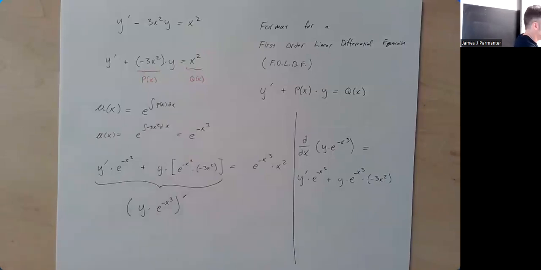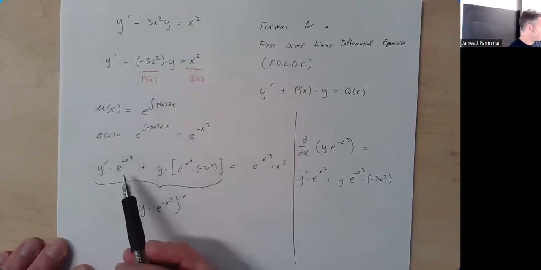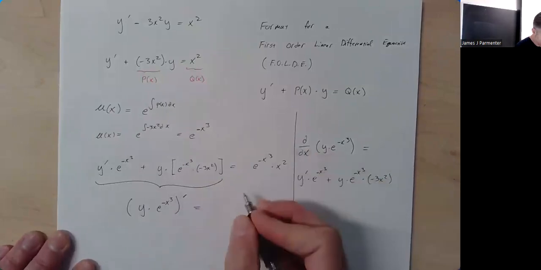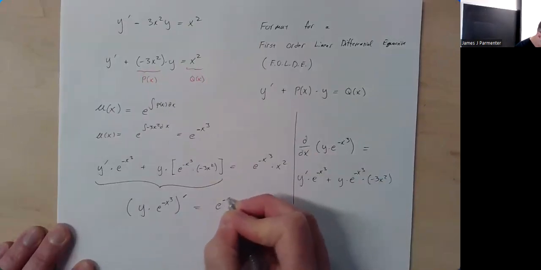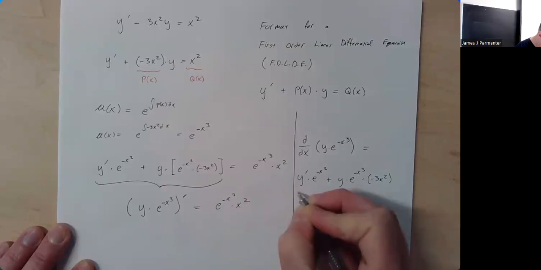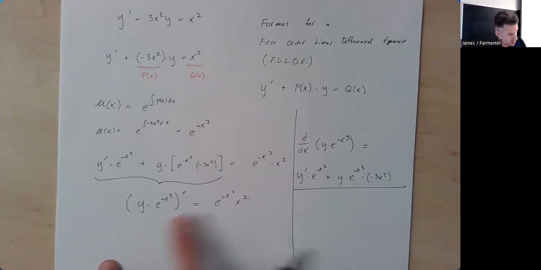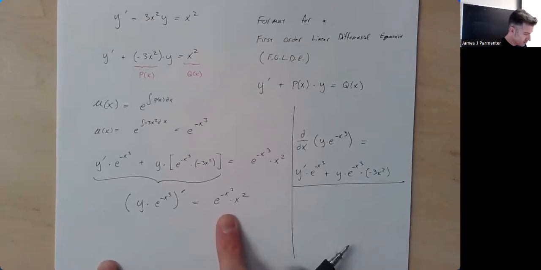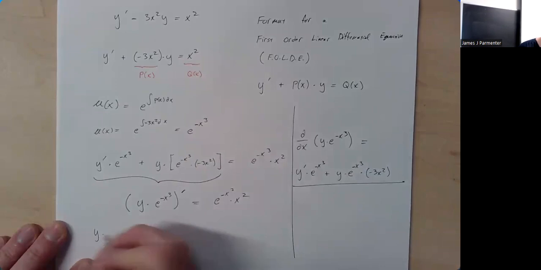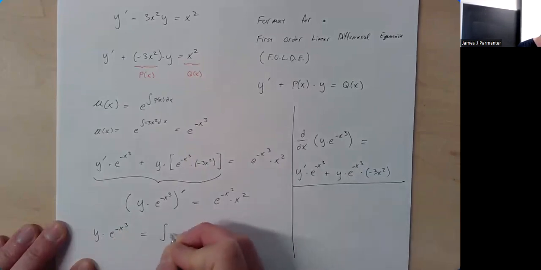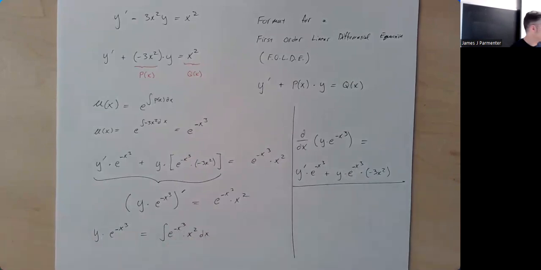So whenever you do this, you automatically say, oh, that left-hand side is just the derivative of y times whatever your integrating factor is. And then the right-hand side is still what it was. It's e to the negative x cubed times x squared. Now, if the derivative of all this stuff is equal to e to the negative x cubed times x squared, then we can say that y times e to the negative x cubed is equal to the antiderivative of e to the negative x cubed times x squared. And then we have to integrate this.